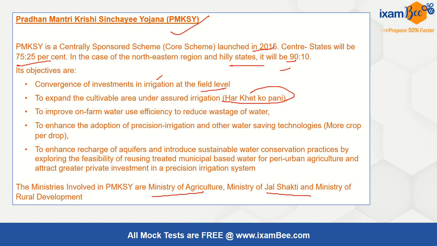Convergence of investment in irrigation at the field level, cultivable area under assured irrigation, improve water use efficiency, enhance the adoption of precision irrigation and other water saving technologies, more crop per drop, to enhance recharge of the aquifer, introduce sustainable water conservation practices.